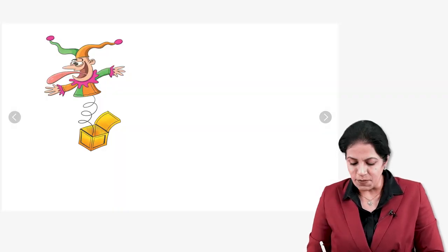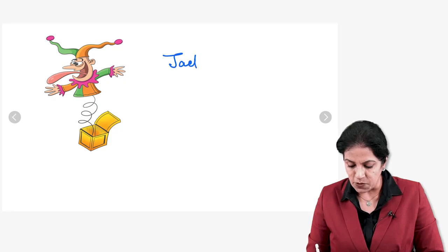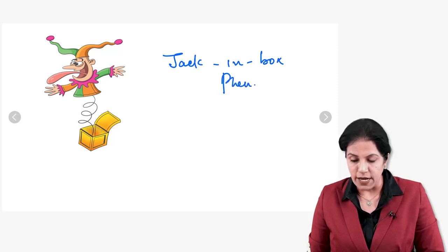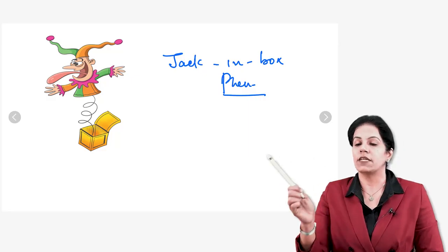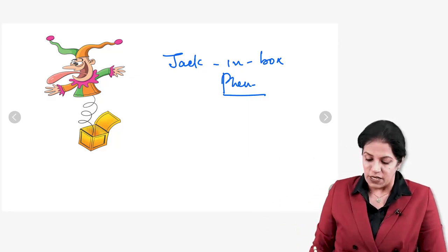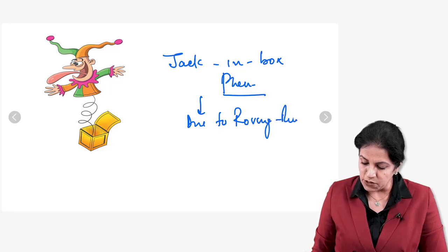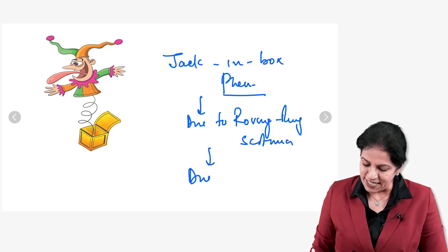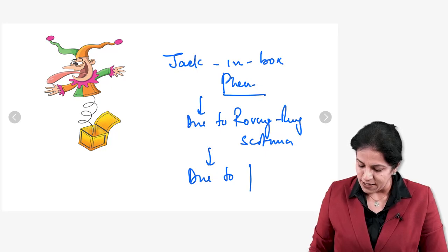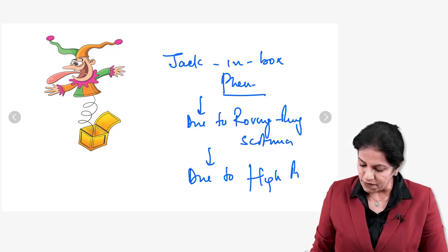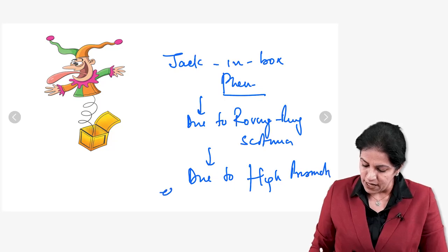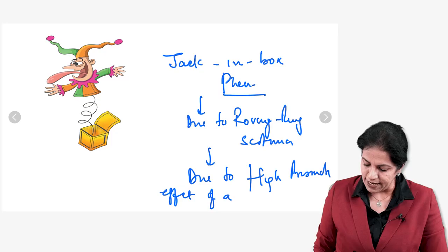the Jack-in-the-Box phenomenon. Jack-in-the-Box is generally a game, but you should know this. The Jack-in-the-Box phenomenon is when he is looking in one direction, he can't see the other, and when he looks in the other direction, he can't see the first one. This is happening due to the roving ring scotoma. This should be absolutely clear to you all, and the roving ring scotoma is due to the high prismatic effect of a thick lens.